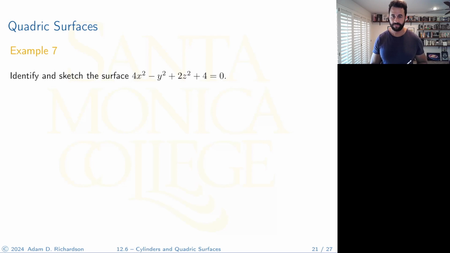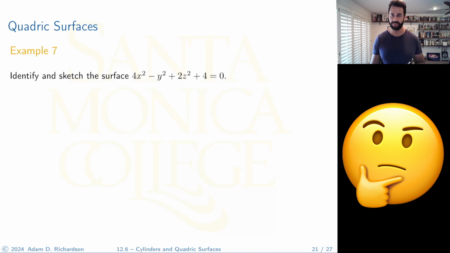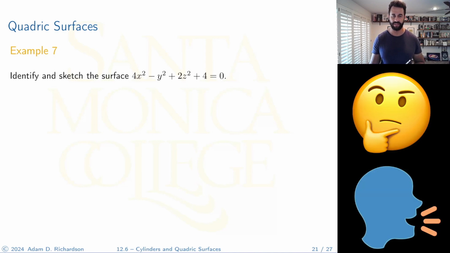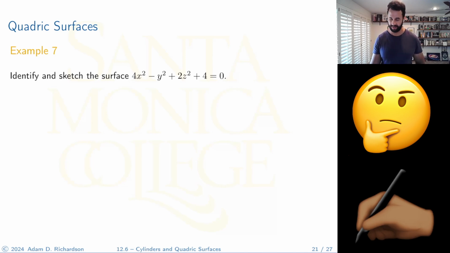All right, so let's do this one. Let's identify and sketch the surface here to see what it could be. So this one I want you to ponder for a minute. What could this surface be? Maybe take a look at the previous slide. Say something out loud to yourself. What do you think it could be? Now, see if you can write down what it is. Use this table here and see if you can figure out what this is going to be. Might help to put it in standard form.